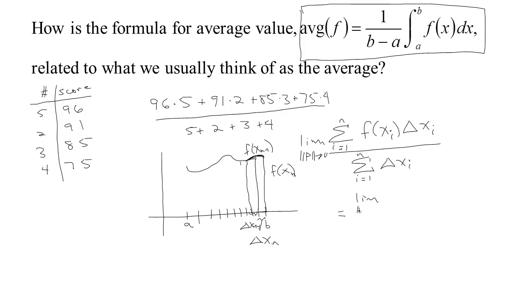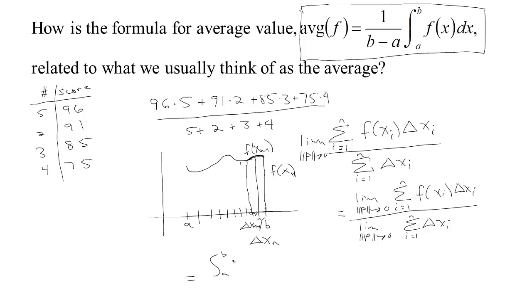So I have the limit as the norm of the partition tends to 0 of the sum from i equals 1 to n of f of xi delta xi, over the limit as the norm of the partition tends to 0 of the sum from i equals 1 to n of delta xi, and these two limits are definite integrals. So on top we get the integral from a to b of f of x dx, and down below we get the integral from a to b of dx.